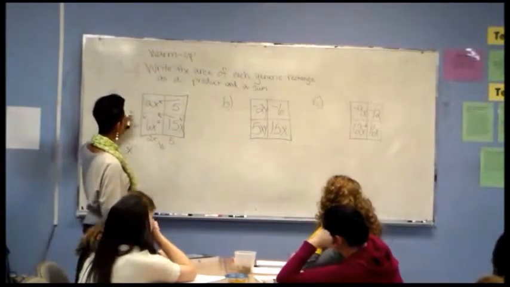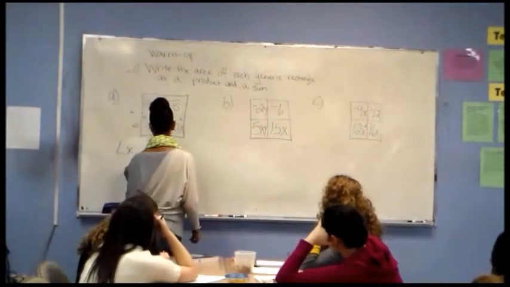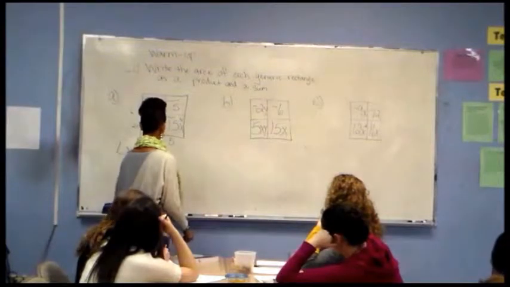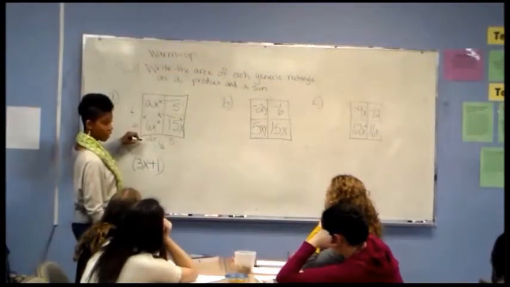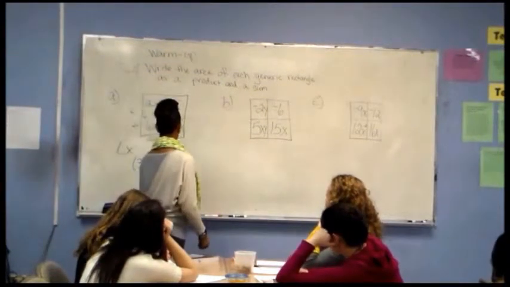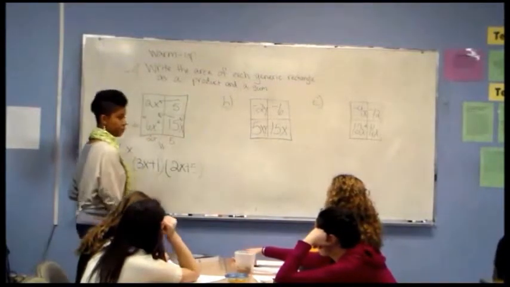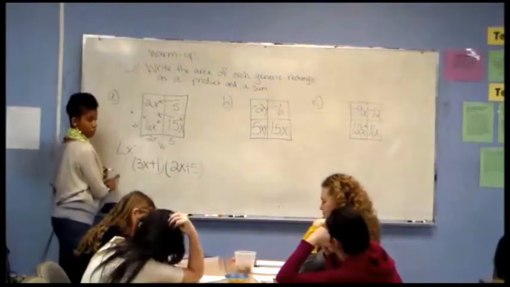So we have 3x, I'll write it down here, plus 1, right? Multiplied by the width, which is 2x plus 5. This is your product.